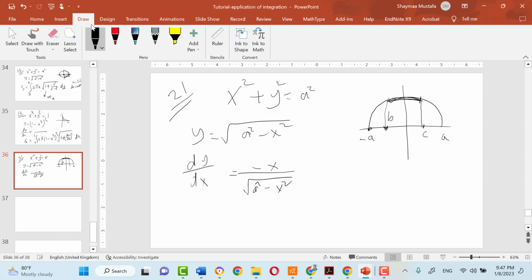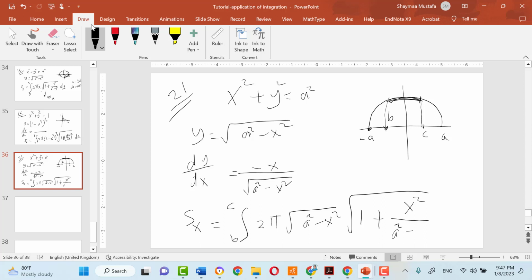So you need to find the rotation around the x-axis. For the rotation around the x-axis, you will integrate from b to c, 2 pi, f of x, which is the square root of a squared minus x squared, times the square root of 1 plus (dy over dx) squared, which is x squared over a squared minus x squared. So you can multiply these two roots together and continue. So this is for question 21.